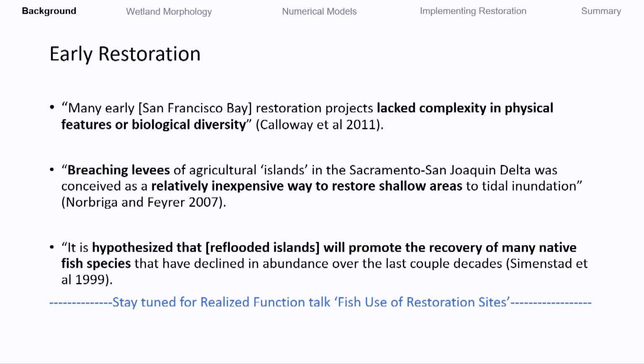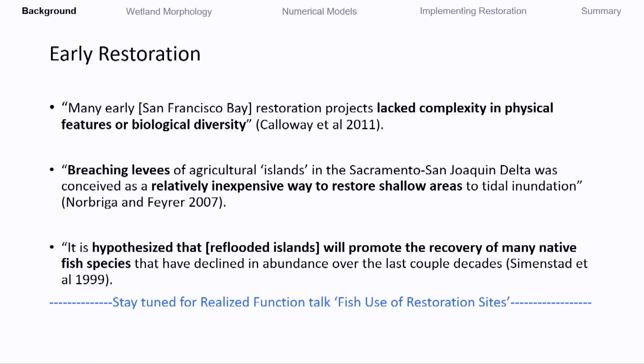As Stacy alluded to earlier, restoration began over 30 years ago within the Bay Delta estuary. A lot of those initial restoration sites lacked physical complexity and features, and perhaps in some cases lacked biological diversity as a result. Probably what epitomized that is the breaching of levees, which was conceived as a really inexpensive way to increase the amount of shallow water habitat, i.e. tidal wetlands.